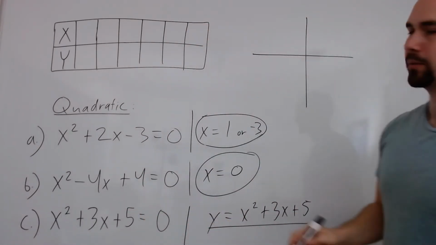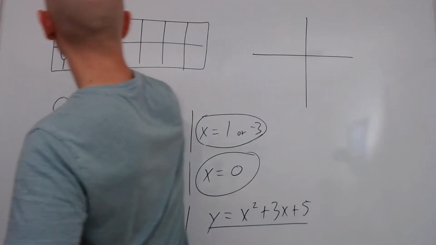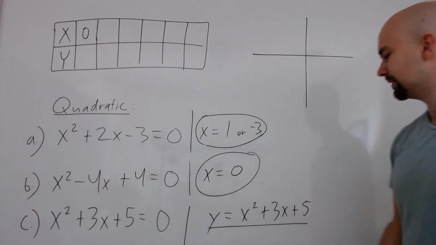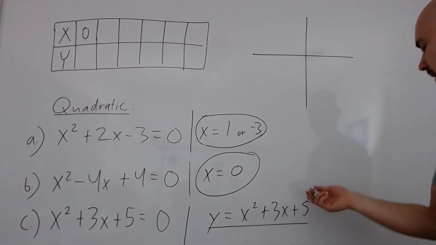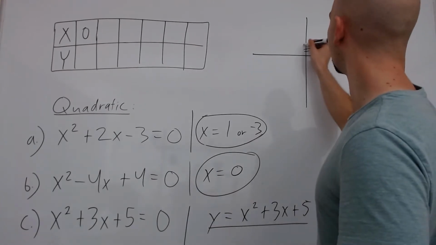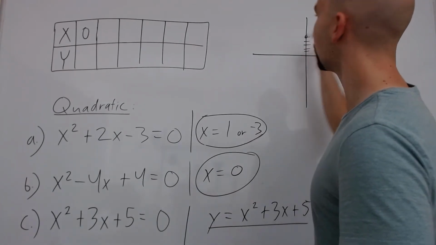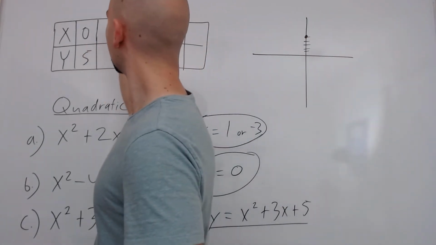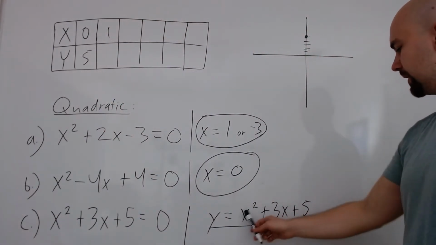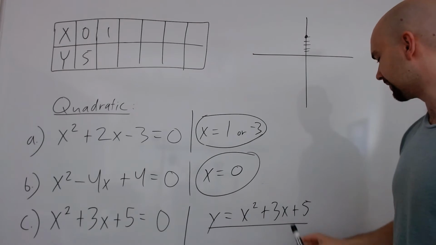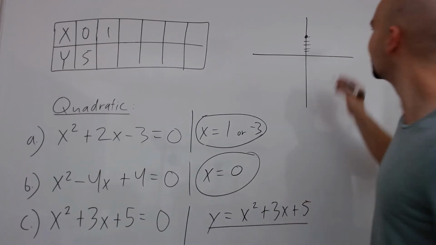All right, so we'll start with 0, and that's going to be 5. 0 squared is 0, plus 3 times 0 is 0, so 0 plus 0 plus 5 is 5. We'll try 1. 1 squared is 1, plus 3 times 1 is 3, so 1 plus 3 is 4, plus 5 is 9.